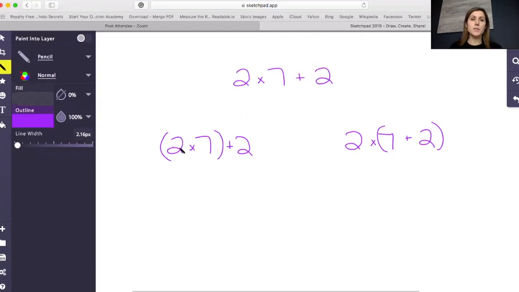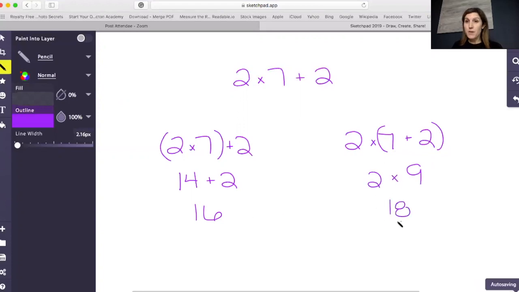So if I do 2 times 7 first, I would get 14. Then I would add 2 to it, and I would end up with 16. If I add 7 and 2 first, I get 9. And then if I multiply that by 2, I get 18. So I get two different answers depending on where I put the parentheses.